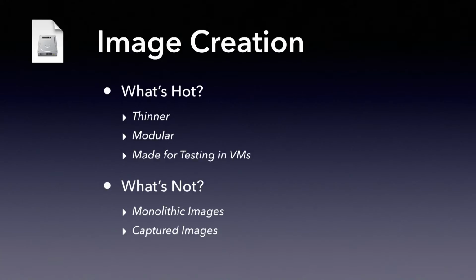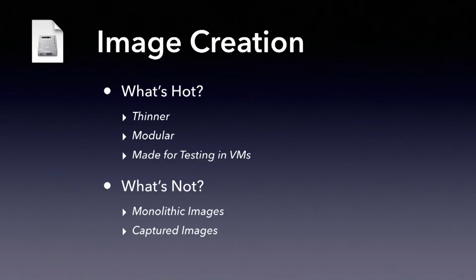So let's do the what's hot, what's not thing again. What's in fashion these days is making thin images. If you know me, I hate that actual term, thin images, because it means different things to different people. But basically it just means you're not trying to pile everything into it, which is what I would call monolithic. Monolithic doesn't necessarily mean that you're capturing the image, although that's also completely out of favor right now. It means that you're trying to put absolutely everything, including the kitchen sink, into your image, nothing in that customizing phase.